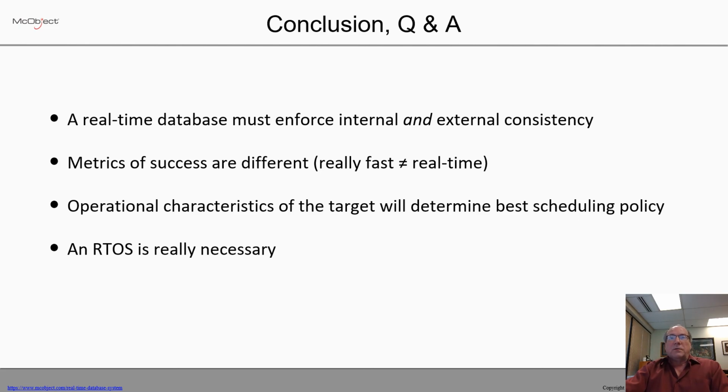We've learned that the database transaction scheduling policies for real-time systems are not a one-size-fits-all proposition. You need to understand the operational characteristics of the real-time system and choose or implement a transaction scheduling policy that will maximize the number of successfully committed transactions versus those that are aborted to avoid missing their deadline. Last, we've just seen that an RTOS is necessary to get the full benefit of a real-time database system.